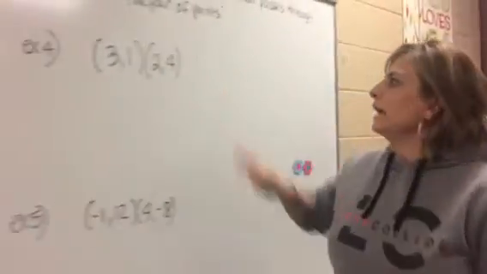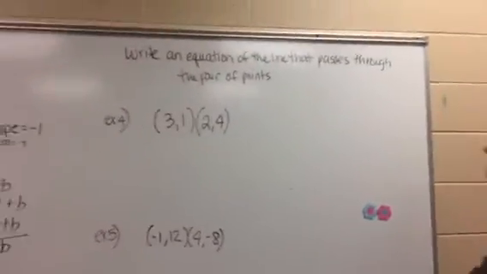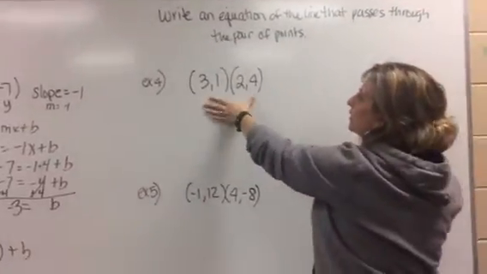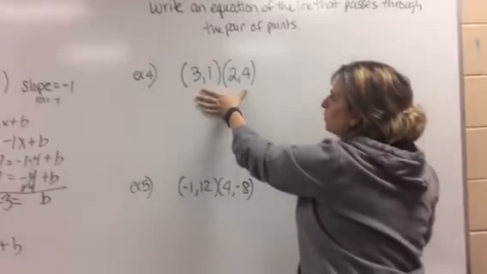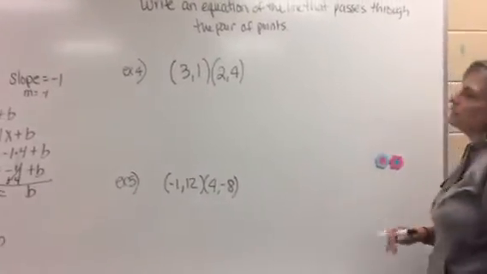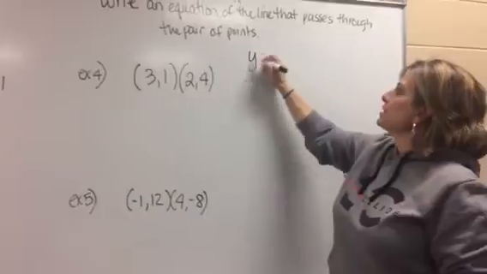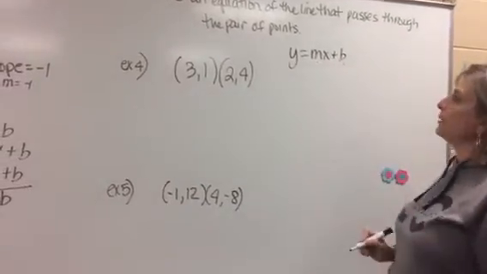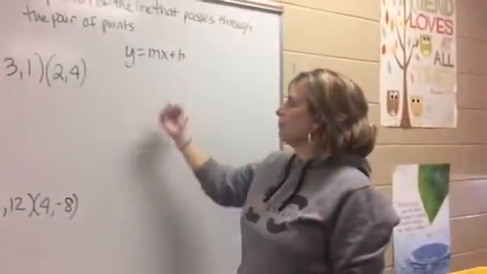Okay, so now it gets a little more difficult, because now they're giving you, it says write an equation of a line that passes through the pair of points. Now they're giving you a pair of points. What do I do? Well, you got to think about it. You want to use this form. This time I don't know my M and I don't know my B. So you're going to have to figure out your M.